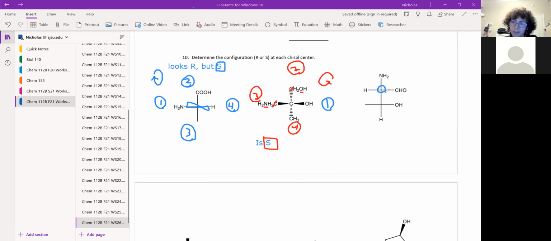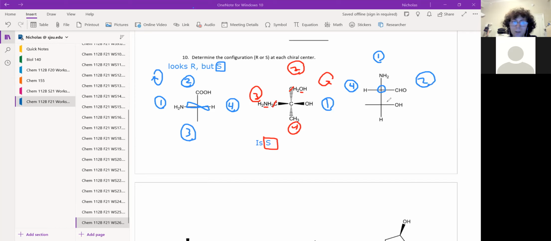Next one, let's start with this chiral center at the top. Which spot gets number 1? The amine, yeah, because that's nitrogen compared to carbon and carbon, so higher atomic number. And then this is pretty repetitive with the hydrogen, it's always number 4. And then the aldehyde is number 2, yeah. Well, that is what you were saying, right?